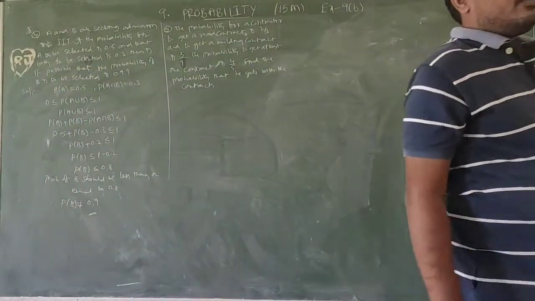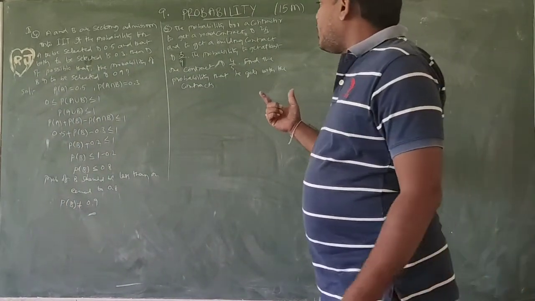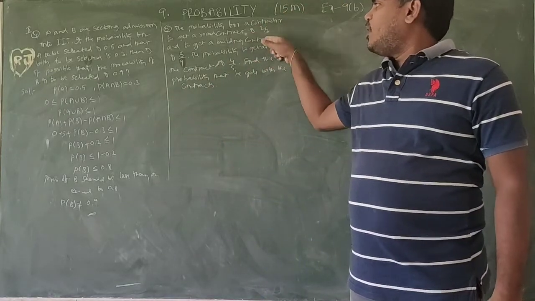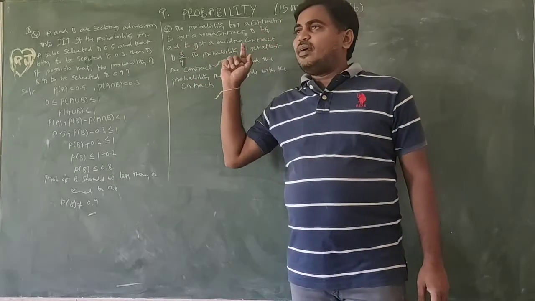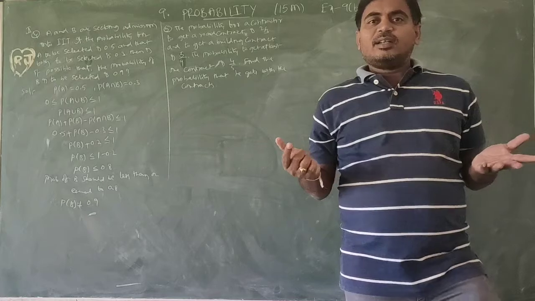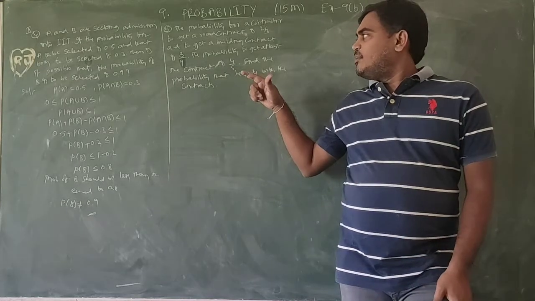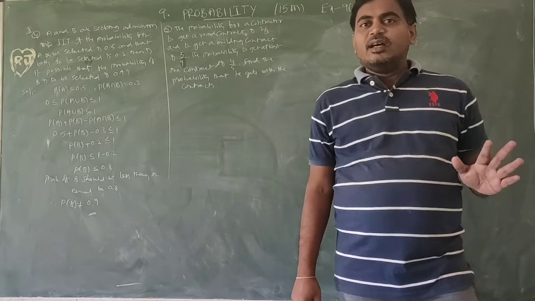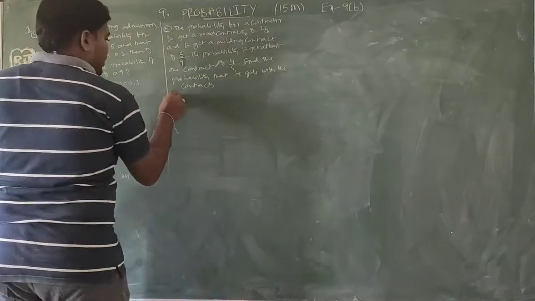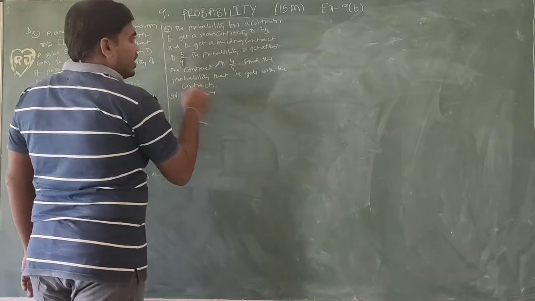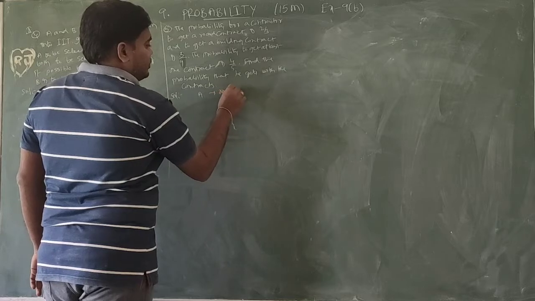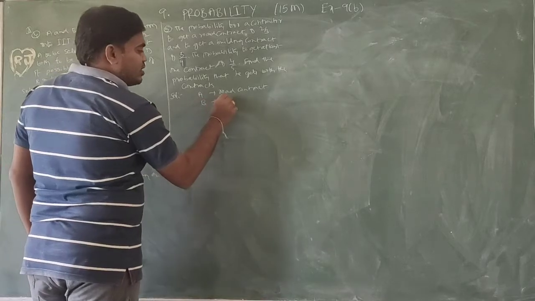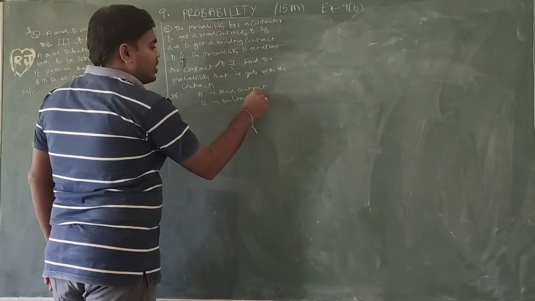Okay, so here a contractor is willing to get a building contract and a road contract. For a road contract the probability is 2 by 3, for a building contract 5 by 9. So he may get both the contracts. The probability of at least one of them is 4 by 5. So we need to find both building contract and road contract. So solution: I am taking A as road contract, B as building contract.